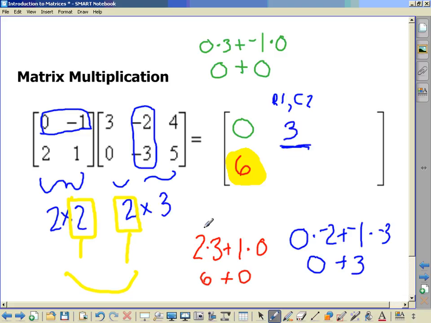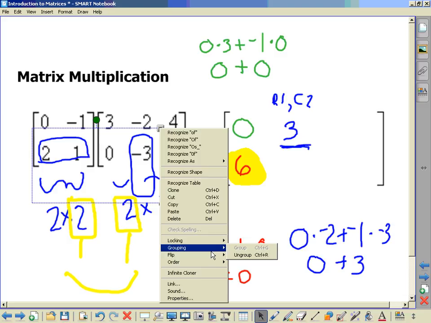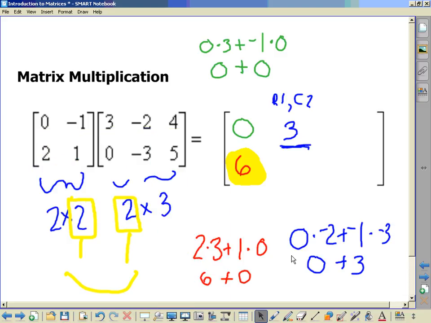Whoa, matrix multiplication is tricky. Row 1, column 2 came from row 1 and column 2. So now I'm going to move down and take that first box. I'm going to slide it down. Okay, that didn't work as well as I had hoped. Let's just cut that box out of there.